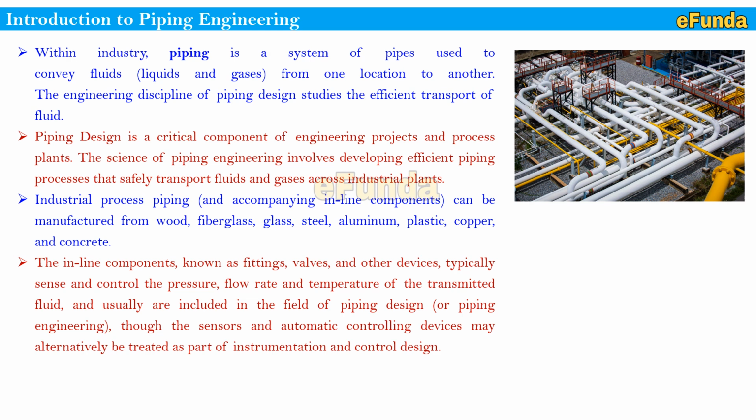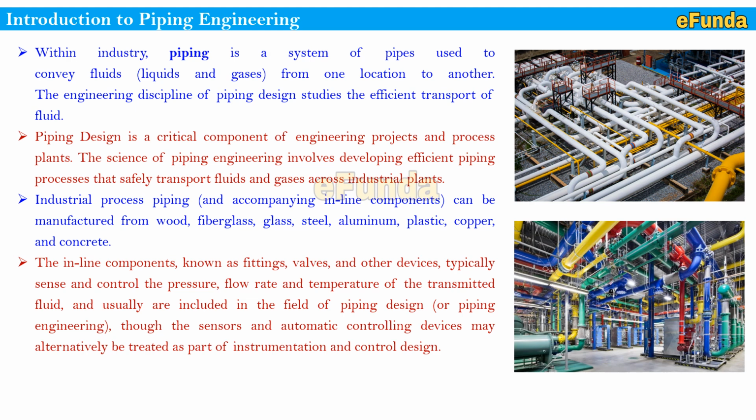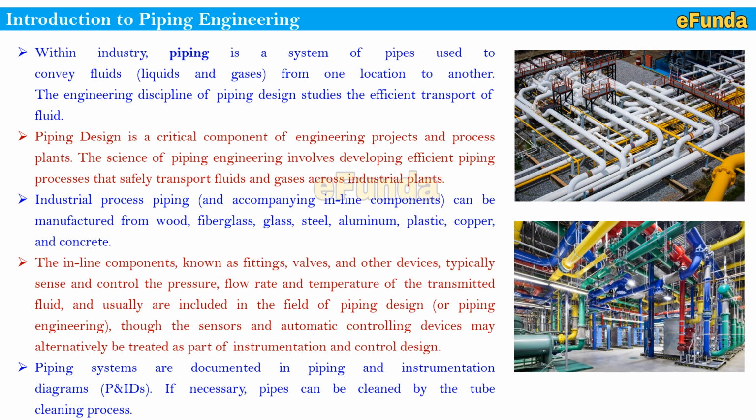One can see another picture where pipings are being installed. Considering the service application, various types of colors are shown so as to identify which type of liquid is passed through those lines, or those particular lines are being used for particular services. Piping systems are documented in a piping and instrumentation diagram, that is P&IDs. If necessary, pipes can be cleaned by the tube cleaning processes. This is what it is all about the piping engineering. Throughout this video, we will see more details related to the piping engineering.